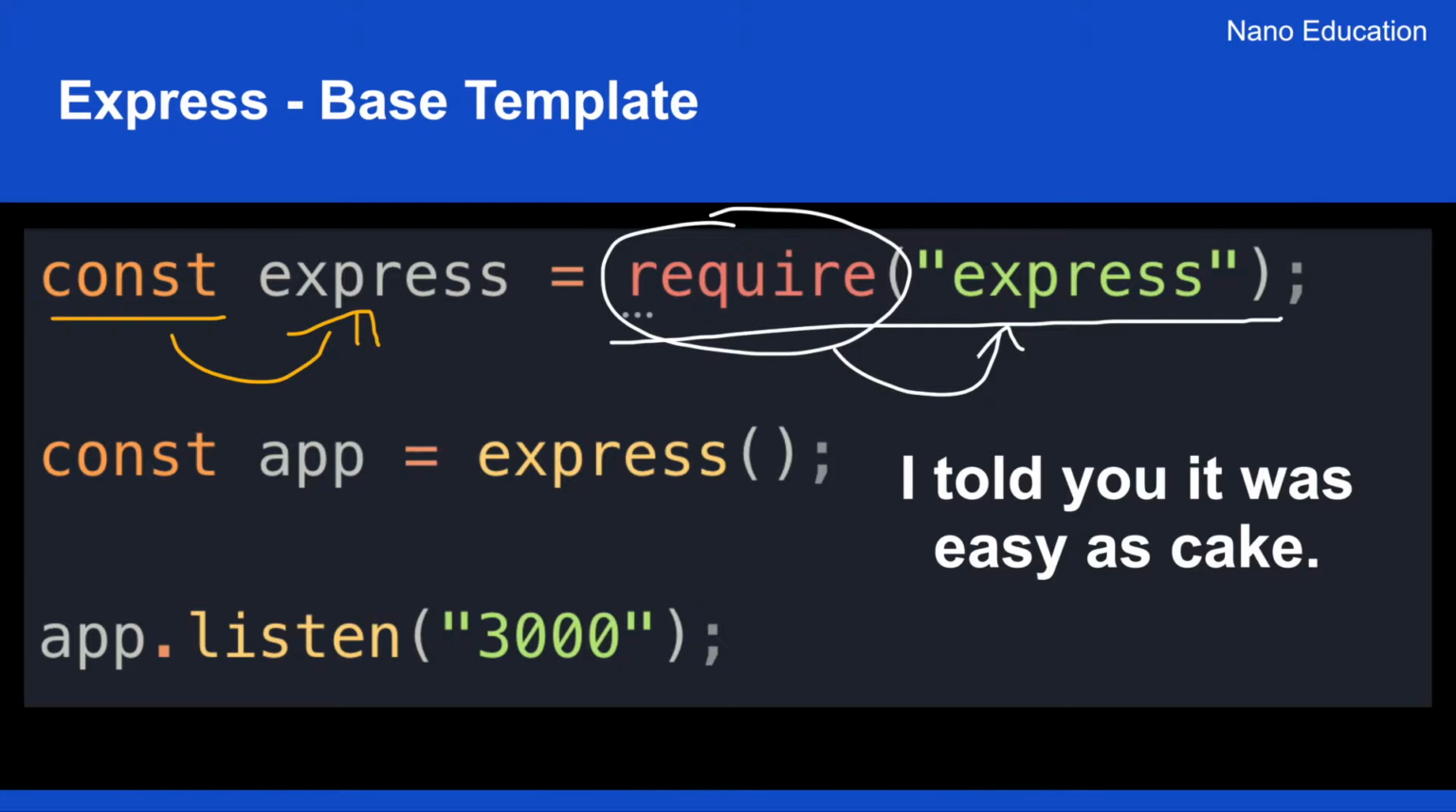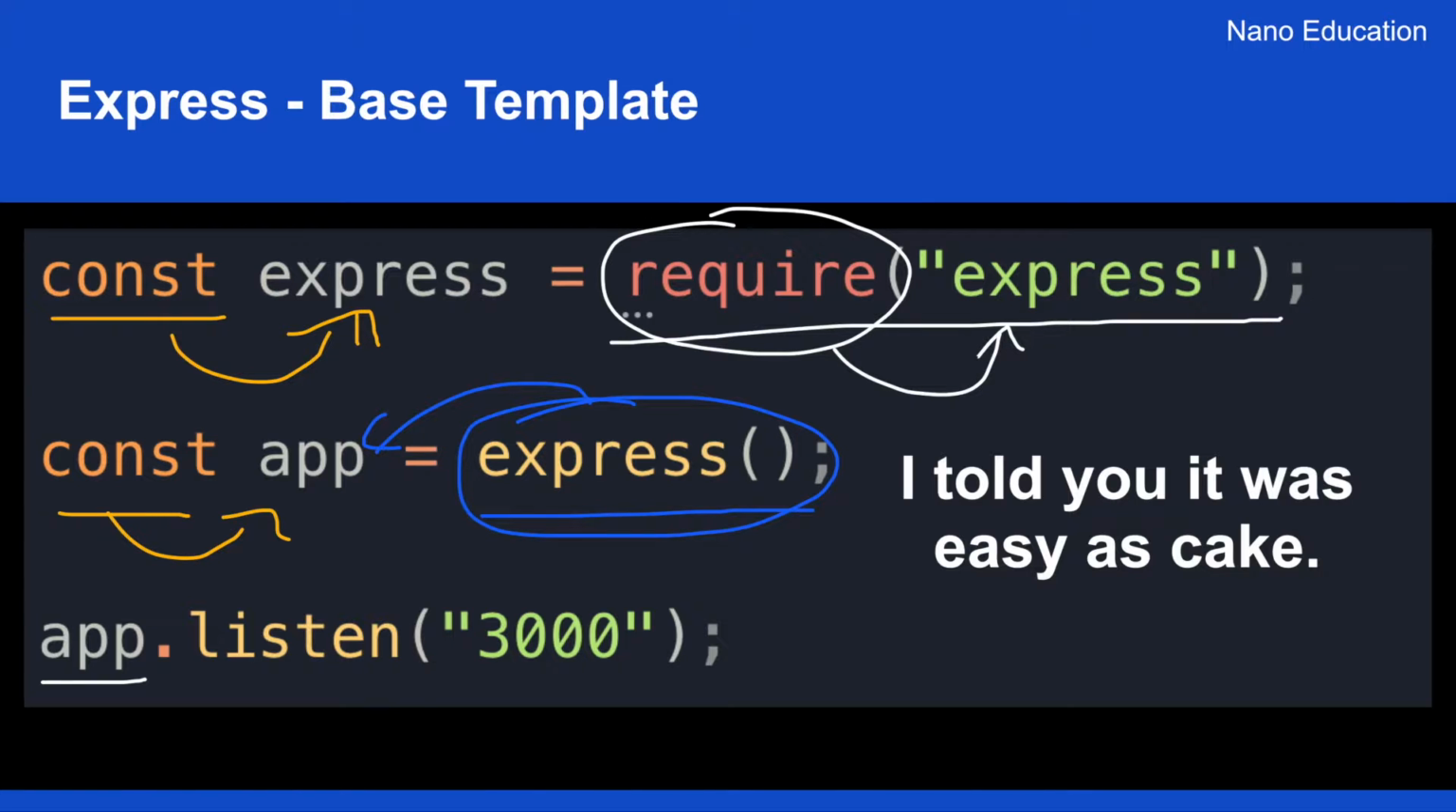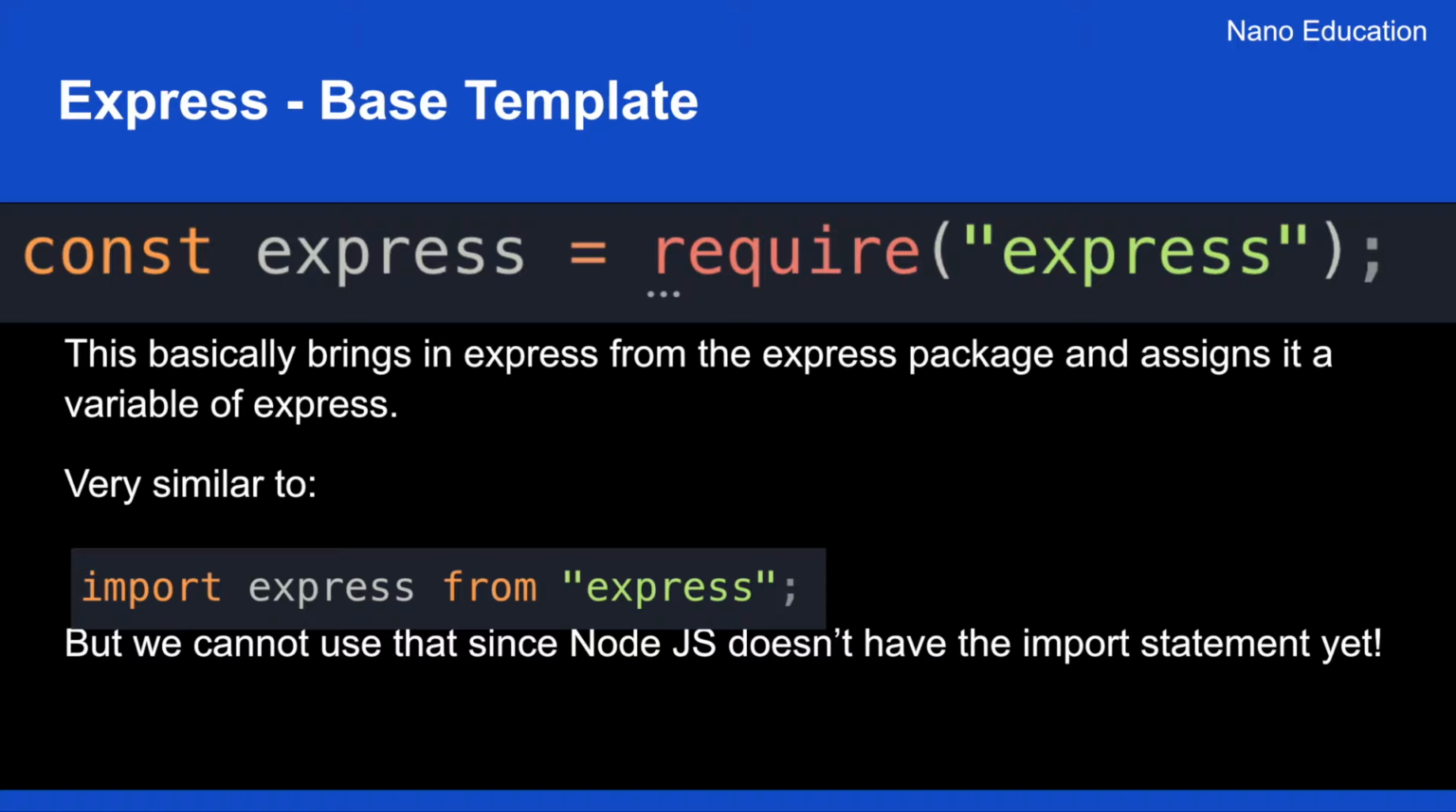And then we're assigning a variable of app to Express. We're basically running this function, right? We're just telling this function to be assigned to that. We're not running it, we're just assigning it. That's what a variable is, assignment, not running. Alright, do not mess that up. And then we're running app.listen 3000, which we'll learn what that means. So, just like I told you, this basically brings in Express from an Express package, and it assigns it a variable of Express to make our life easier.